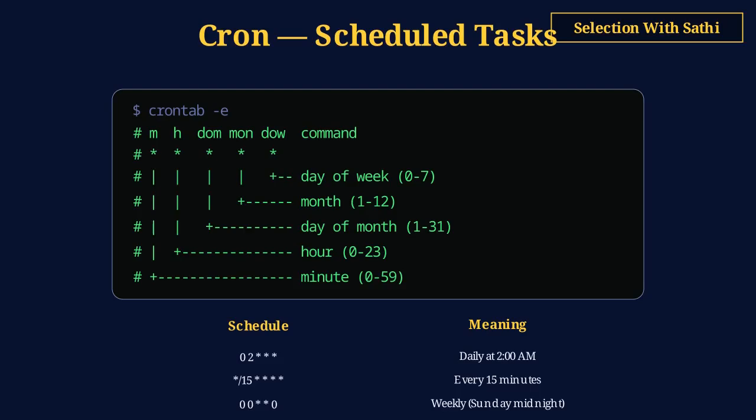For example, 0 2 * * * means every day at 2 a.m. 0 * * * * means every hour at minute 0. crontab -e opens the editor to add or modify your cron jobs. crontab -l lists your current cron jobs.